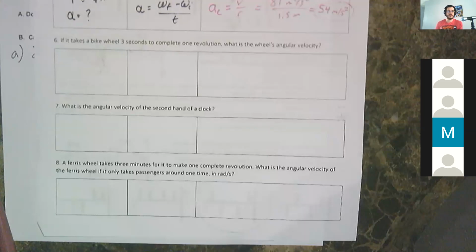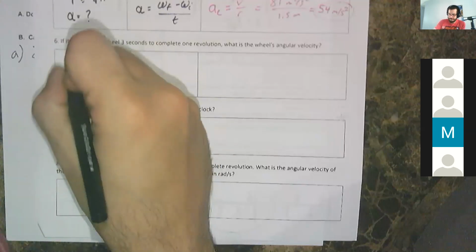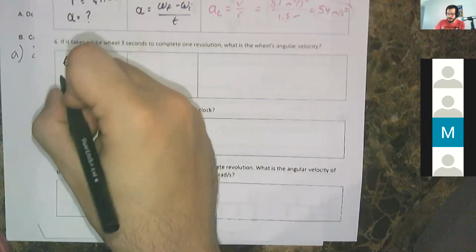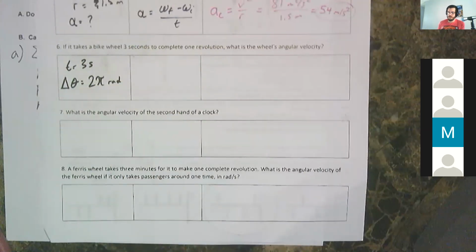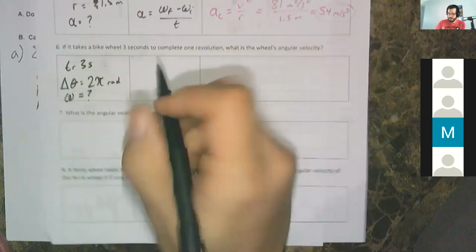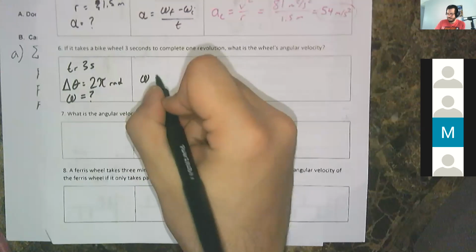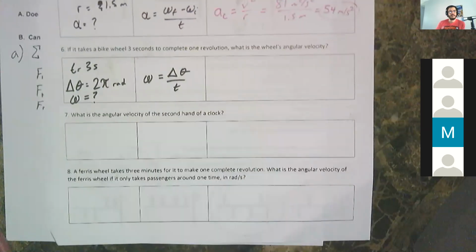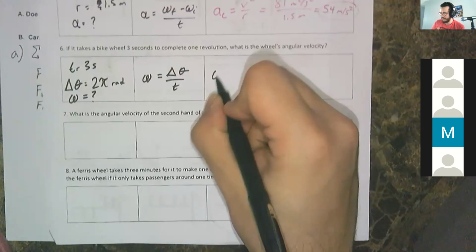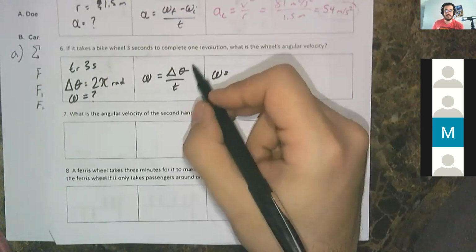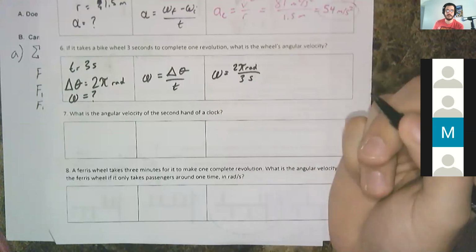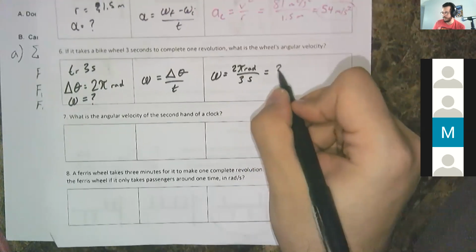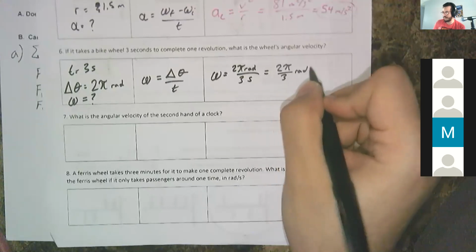If it takes a bike wheel 3 seconds, that's an amount of time, to complete 1 revolution, it's a displacement. What is the wheel's angular velocity? This one couldn't get any easier. Especially considering we're working with pi, so we don't have to solve stuff unless we want to. Velocity is the displacement over time. So it's going to be 2 pi radians in 3 seconds. It'd be 2 pi over 3 radians per second.